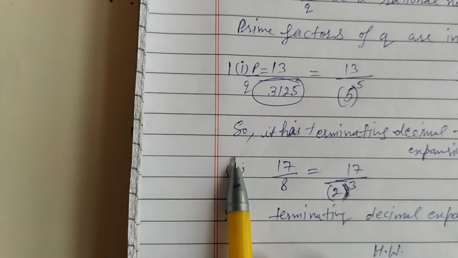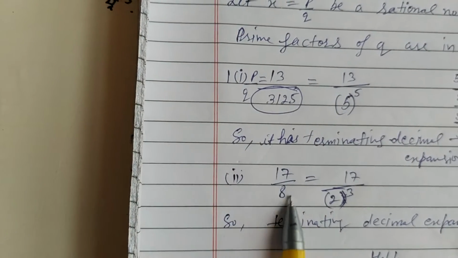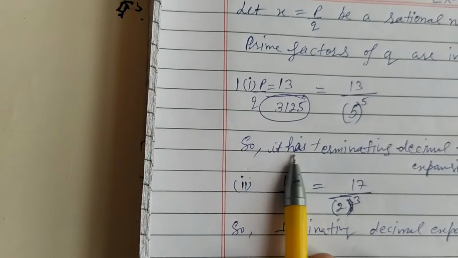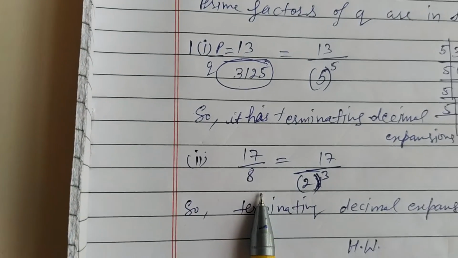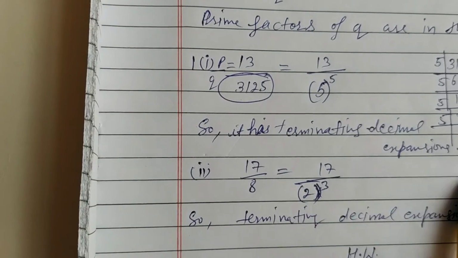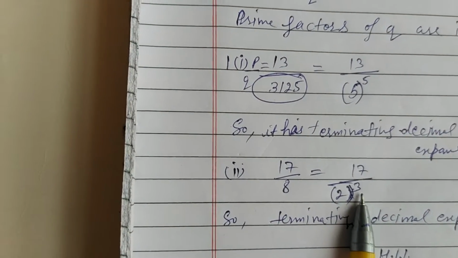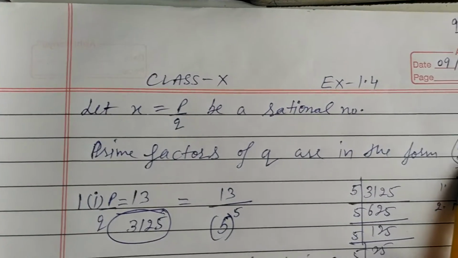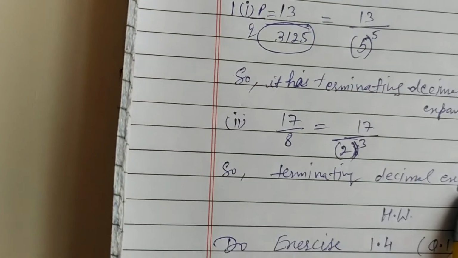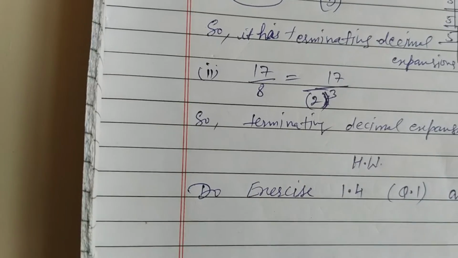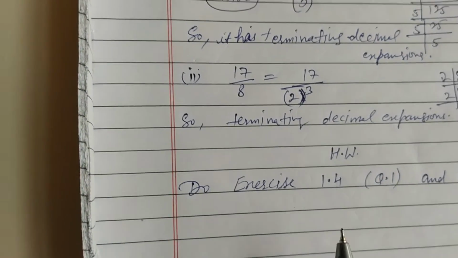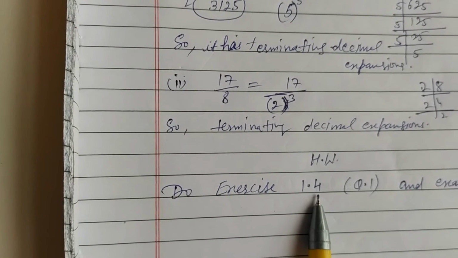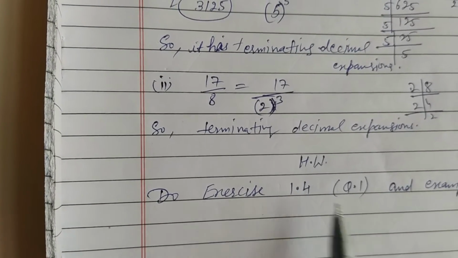Let's see the second part, upon 8. First of all, check whether it is in standard form or not. Yes, it is in standard form. There is no common factor between numerator and denominator. The prime factor of the denominator is 2 power 3. This is again in this form, so its decimal expansion is terminating. Next, homework: you will do exercise 1.4 completely.